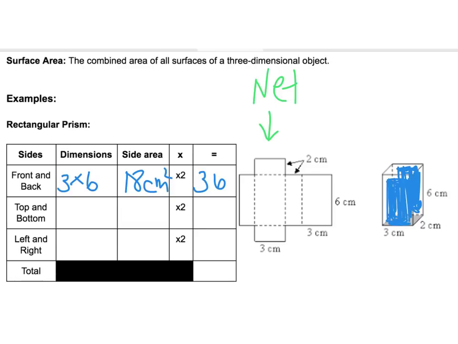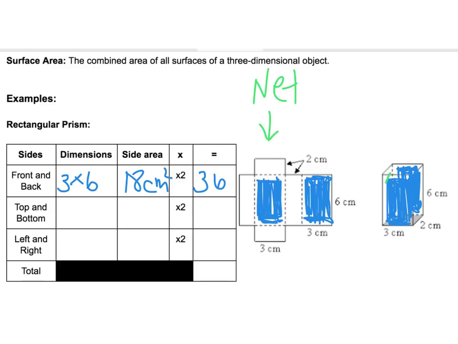Now the left side and right side, oh, hang on a second. Let's also make note in your nets. So our 3 by 6 would be right here, and also right here. And if you can, try to imagine folding this back together. Alright? So you can see that that's 2 sides that are both 3 by 6, which gave us 36 square centimeters for the front and back.